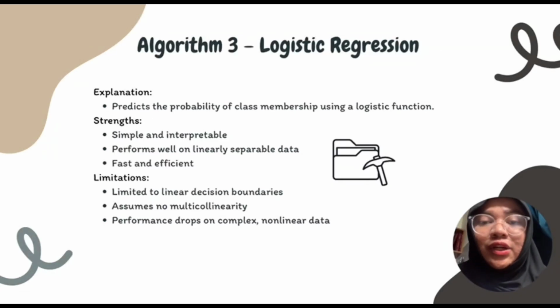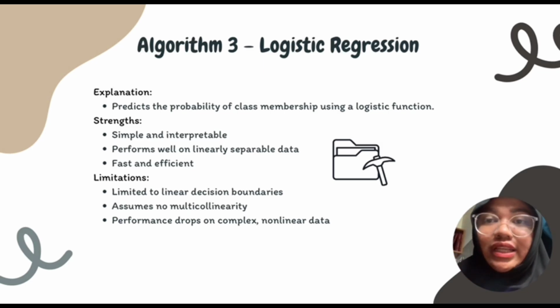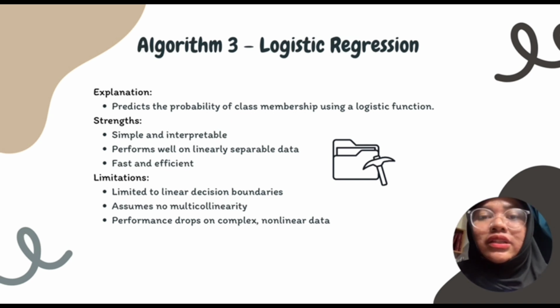So the last algorithm is logistic regression. Logistic regression is one of the simplest classification algorithms. It uses a mathematical formula to predict the probability of a student falling into a certain grade category. The strengths of logistic regression are its simplicity, speed, and easy interpretation. The limitations are that it only works well with linear data and it assumes that the features are not correlated.